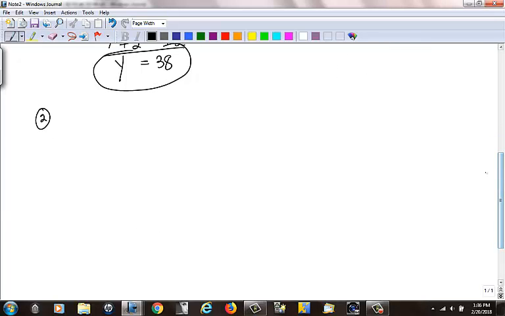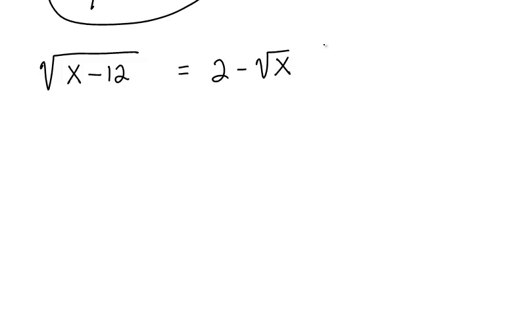Okay. Let's say I have the square root of x minus 12 equals 2 minus radical x. Okay, there's two radicals. So one of them is already by itself. So you don't have to isolate. This one's already by itself, so you're going to square both sides.